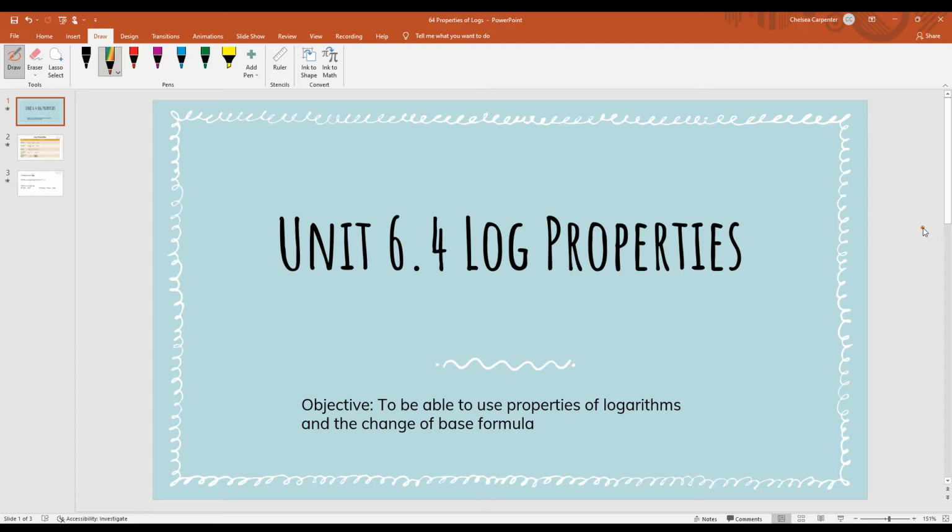So if you were not in class on Monday, please go back and look at Monday's notes, and I've linked a video. It's a Khan Academy video, but please go look at that before you do this lesson because it builds off of Monday. Cool. So today what we're talking about is some properties of logarithms.